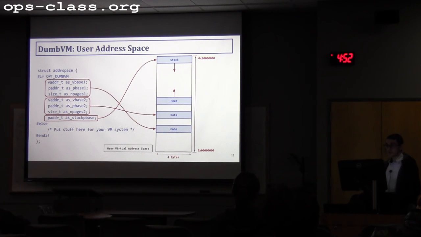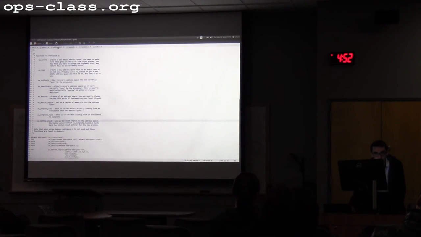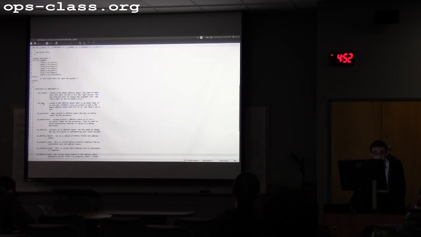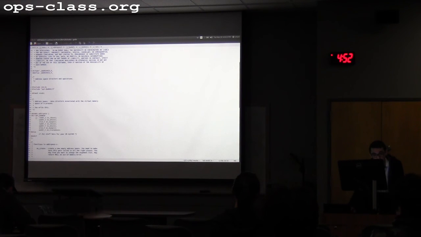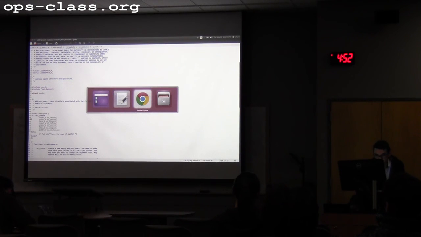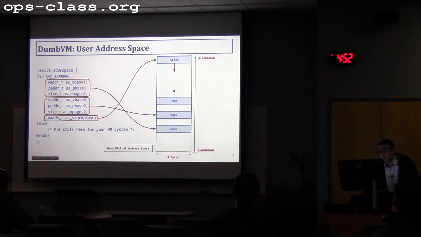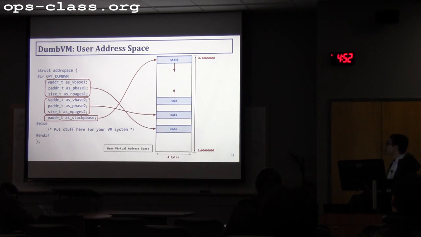Okay, so the user address space. If we go through the structure for the address space, I brought it up here. If we're running dumb VM, this is what we have: a virtual base, a physical base, and n pages, which is the size, and this points to the code region or code segment. We also have another vbase, pbase, and npages that points to the data segment.